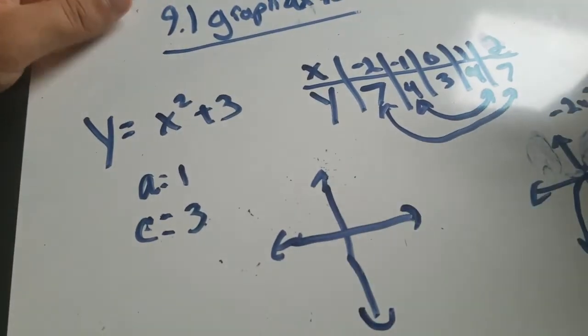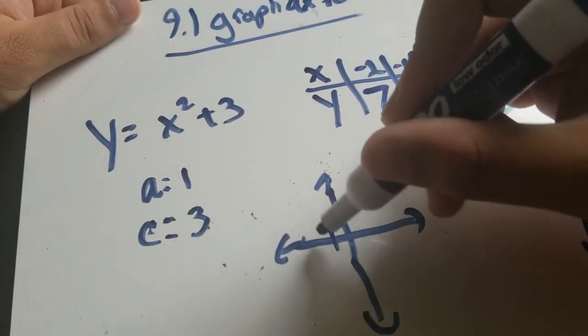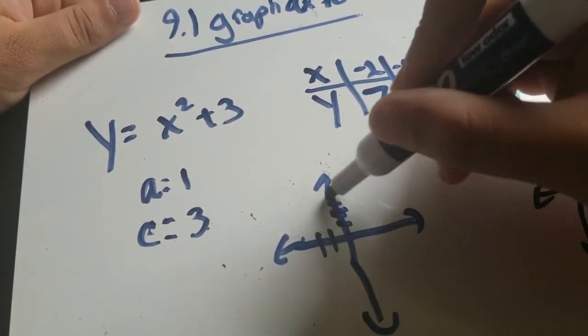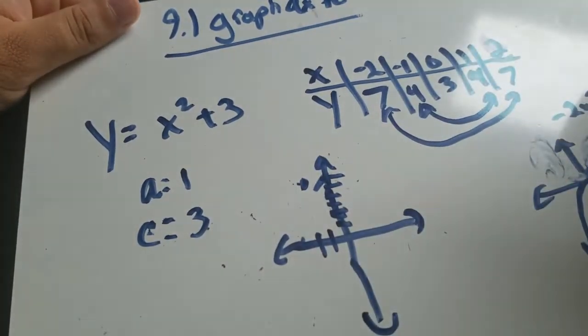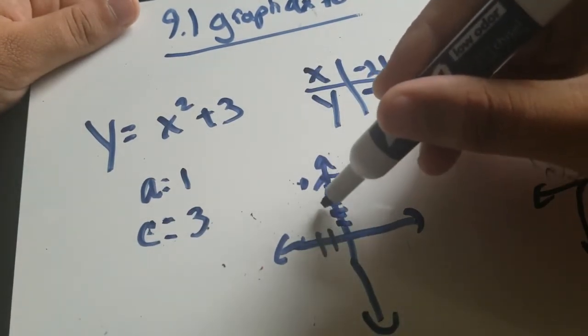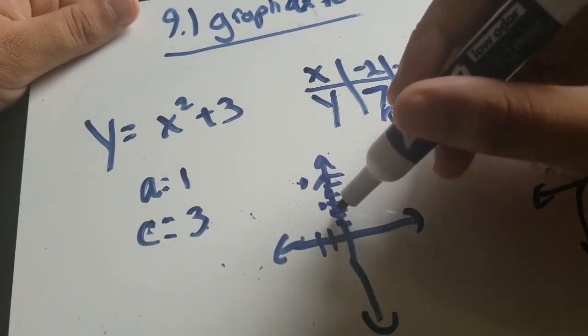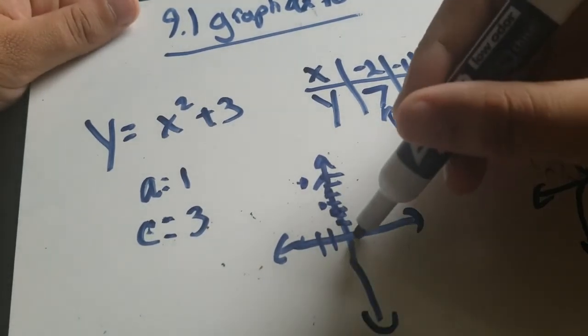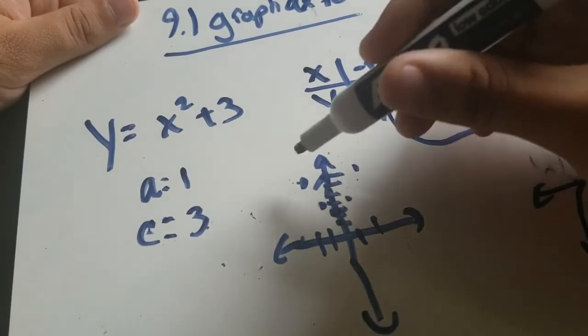Let's go to this question, which is x squared plus 3. So we got negative 2 comma 7. So 2 to the left, 1, 2, 3, 4, 5, 6, 7, so 7 up here. Negative 1, 4. So 1 left, 4 up. 0 left or right, and then up 3. 1 right, up 4. 2 right, up 7.